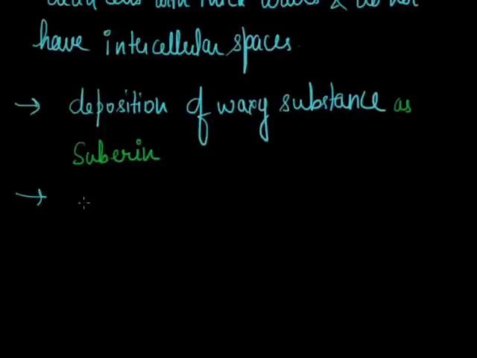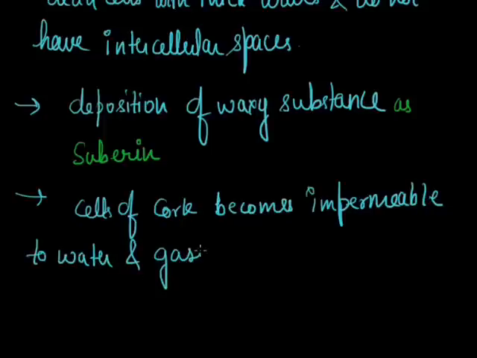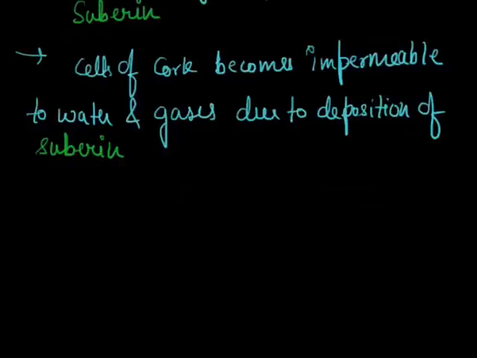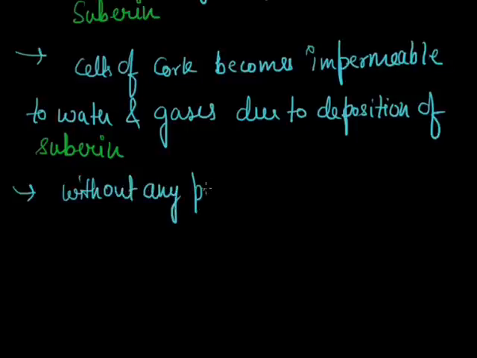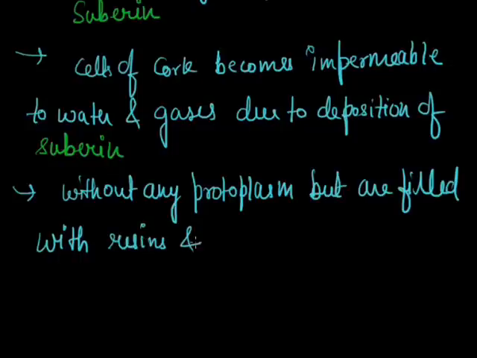Cells of cork become impermeable to water and gases due to deposition of suberin. These cork cells are without any protoplasm, but are filled with what? Filled with resins and tannins.